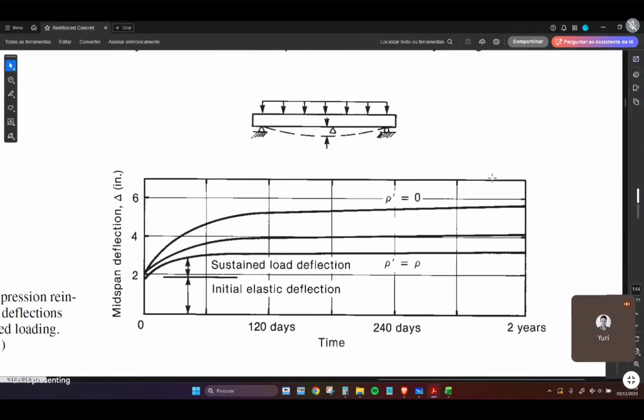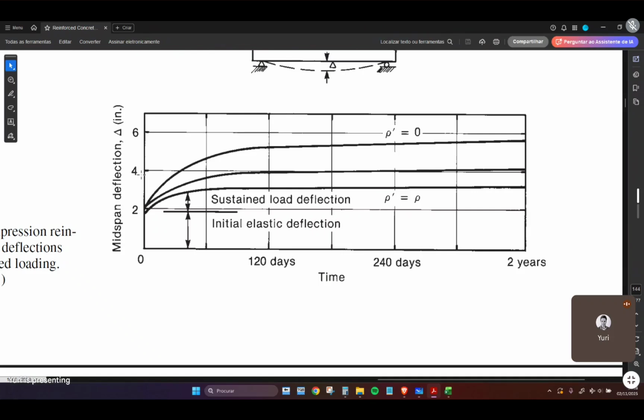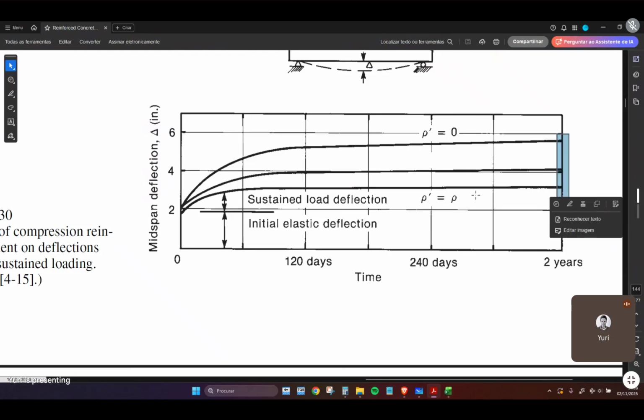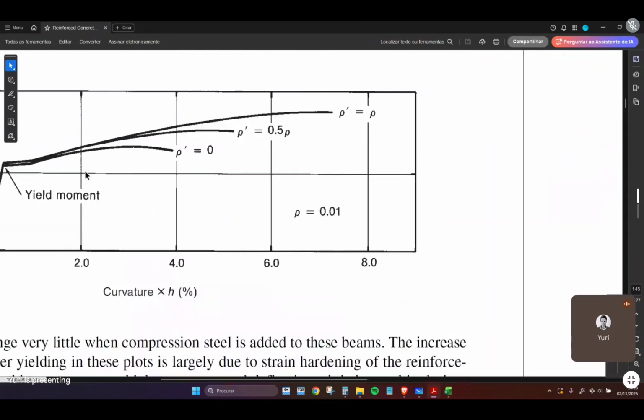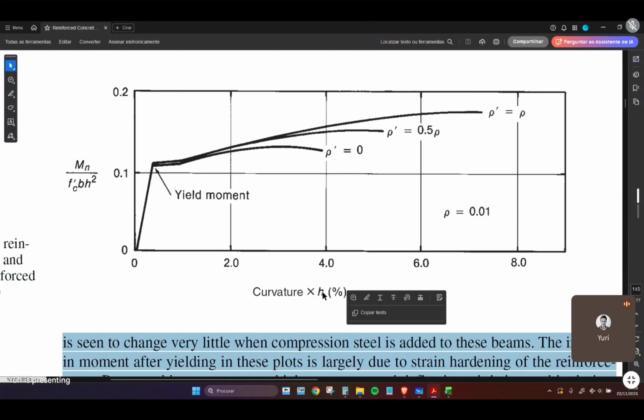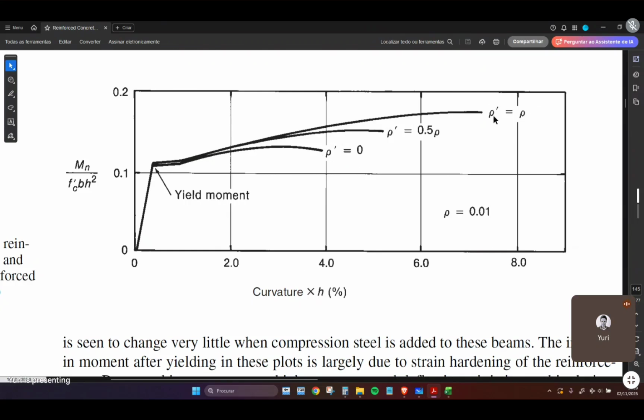So this is a chart which represents the creep effects related to deflection. If you have pretty much the same amount of compression reinforcement as tension reinforcement, you will gain a lot in service deflection throughout life. So this is really good. And here is the increase in ductility. This is the relation between bending moment and curvature. If you increase the compression reinforcement, you tend to increase the curvature response a lot. So this increases ductility, which is really good.